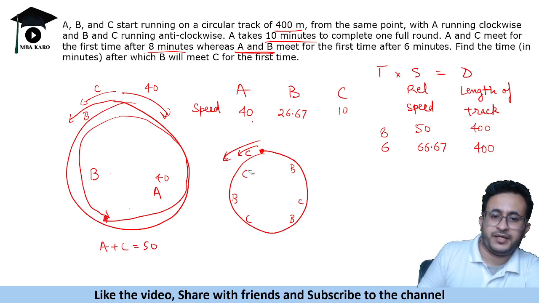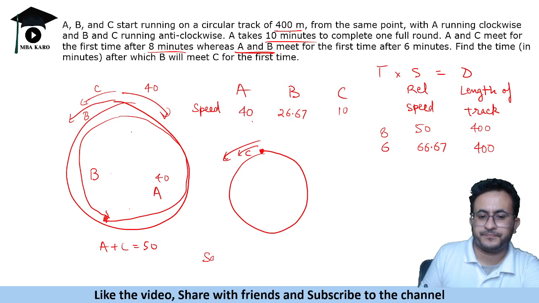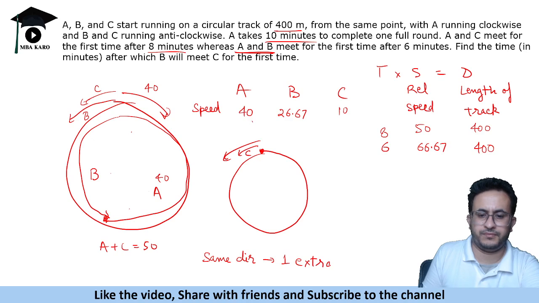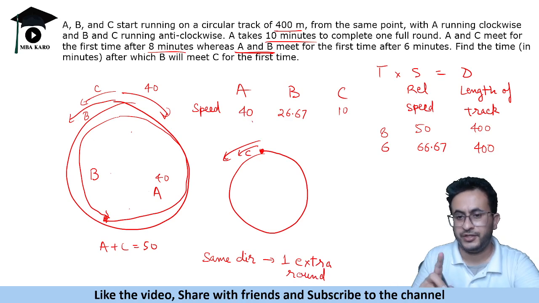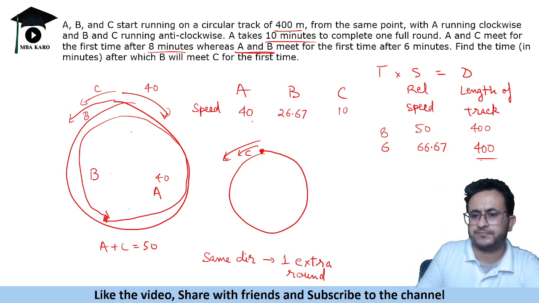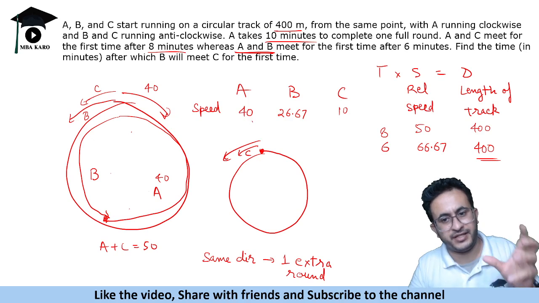So when they go in the same direction, like when they go in the opposite direction, that opposite direction concept was being used. When they go in the same direction, always remember that they meet after one extra round of a person. If a person covers one extra round, they will meet, right? So one extra round means, what is that extra distance B is covering? 400 meters. B will cover that 400 meters extra, then they will meet.